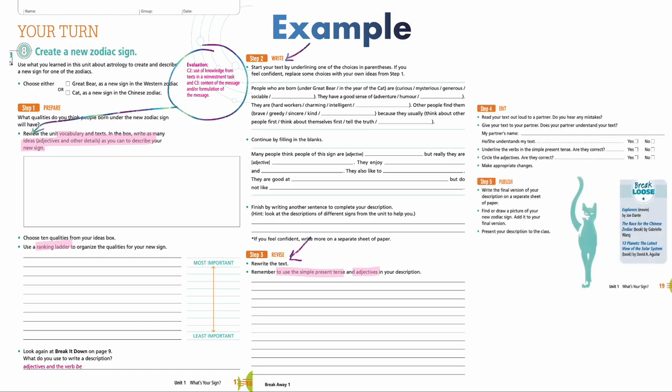And step 3 is edit. So the students are asked to read the text out loud to the partners. This is a great strategy for hearing your mistakes. Give your text to your partner. This is a peer editing step. And we gave the peer some checklist.